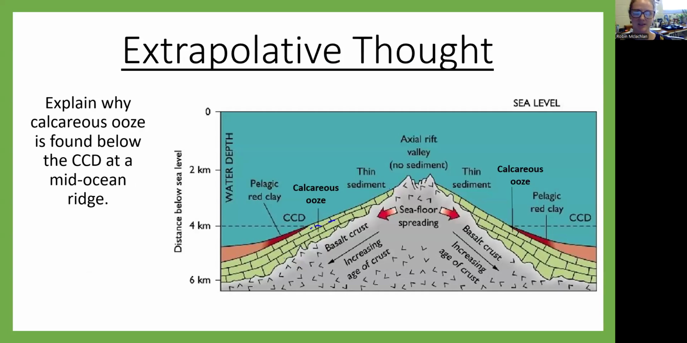So in this extrapolative thought, I want you to think about why we can see calcareous ooze below the CCD at a mid-ocean ridge. Think back to what we know about mid-ocean ridges, how they form, how they move. Also think about what you know about calcareous oozes, where they come from, how they deposit. And look at this image and see that there is calcareous ooze, or that green bricked symbol, that is actually below the CCD. How is it still there? Why isn't it dissolving?